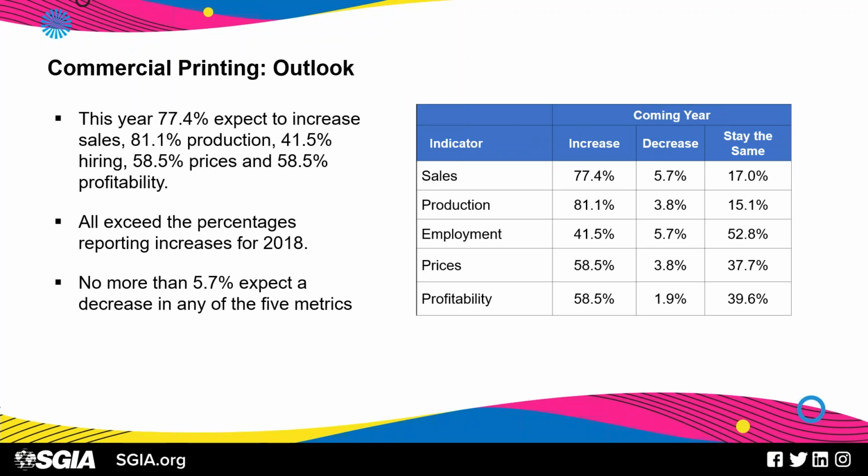About the year ahead, 77.4% expect to increase sales, 81% production, 41% hiring, 58% prices, 58% profitability. A lot of optimism. All those figures exceed the increases reported for 2018.